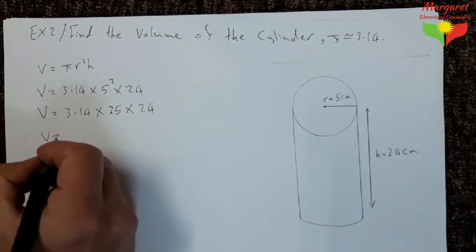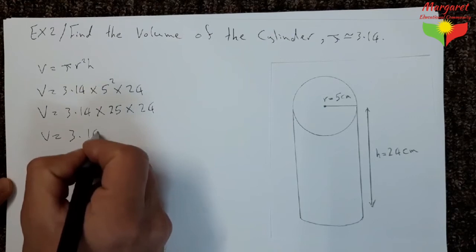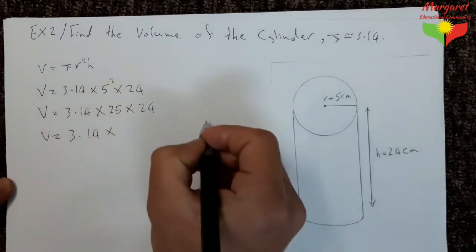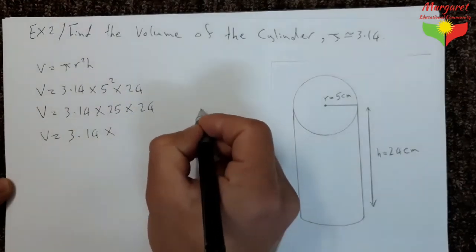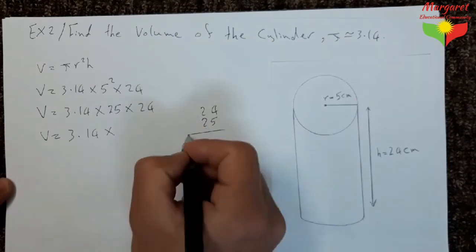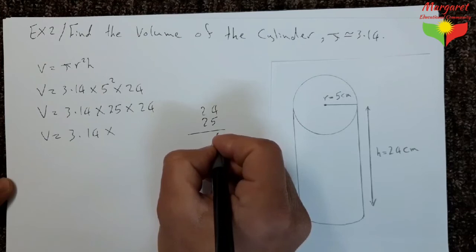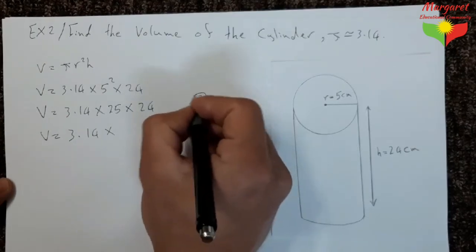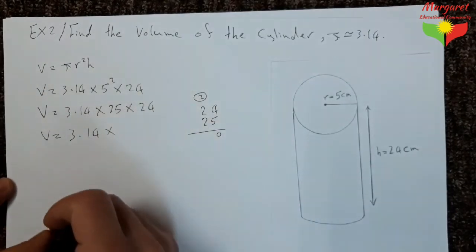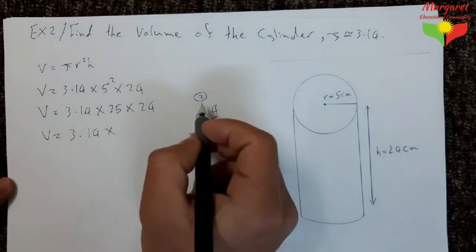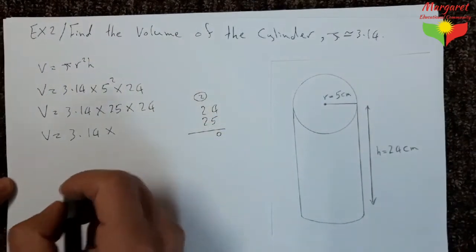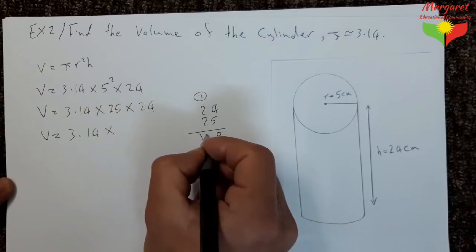V equal to 3.14 times 25 times 24. 5 times 4 equal to 20. Write 0 and put 2 up to here. 5 times 2 equal to 10. Plus 2 equal to 12.